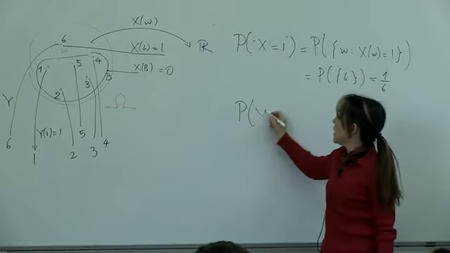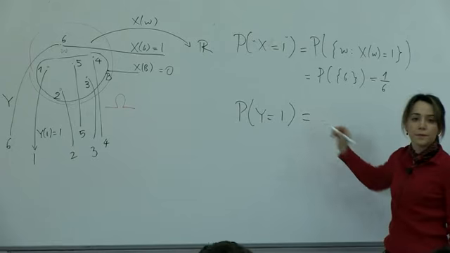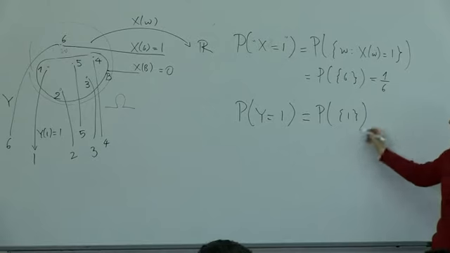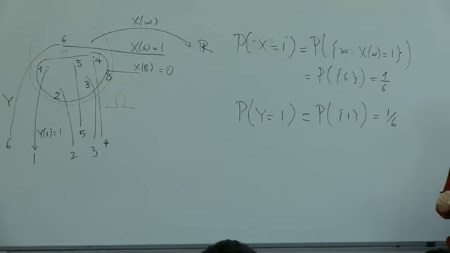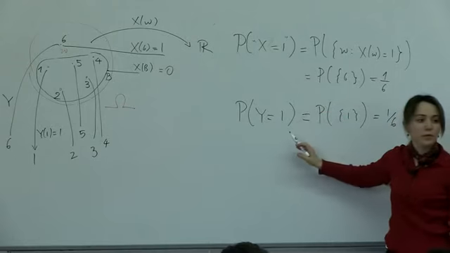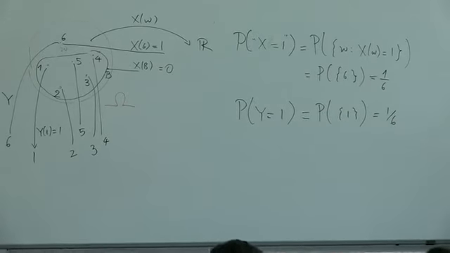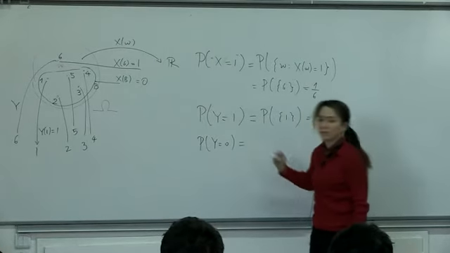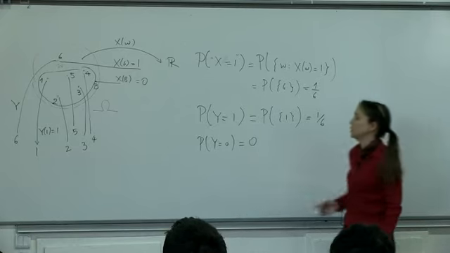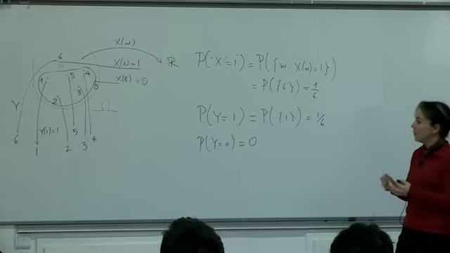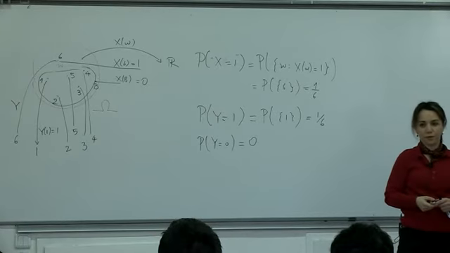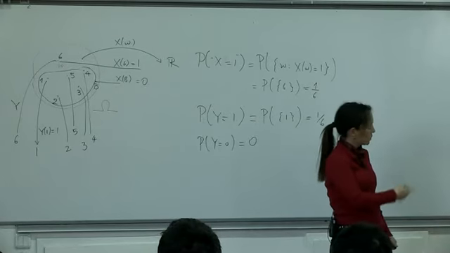What is the probability that Y takes on the value 1? That is the probability that the outcome is 1, and that is 1 over 6. So the probability that X is 1 and the probability that Y is 1 are the same, in this example. But what is the probability that Y is 0? 0, because Y does not take the value 0. X and Y are discrete random variables because they take on a discrete set of values, rather than a continuous set of values.